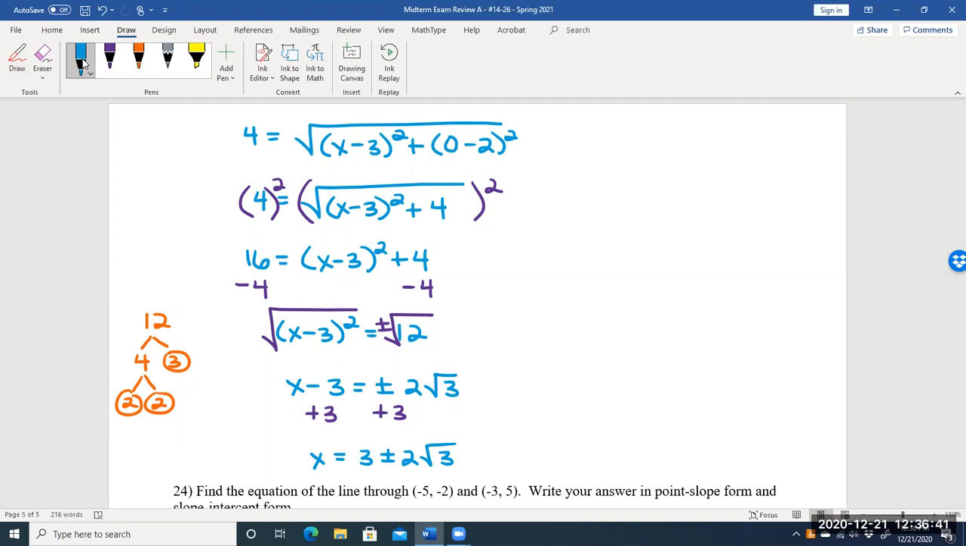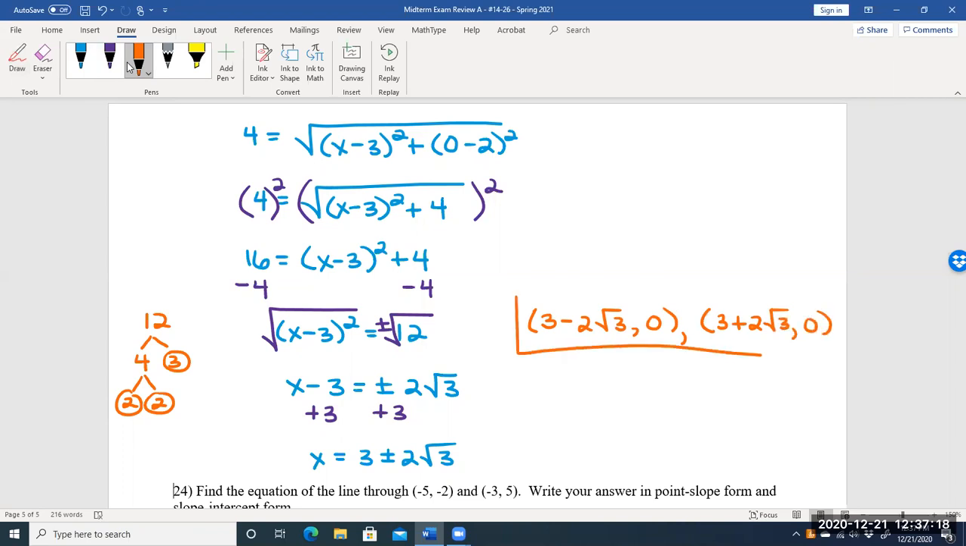So we're not quite done yet. What we just found is the x coordinates of the points. So when we solved, we ended up getting 2 x's, which is great actually, because there are 2 points on the x-axis that are a distance of 4 from the point (3, 2). So for our final answer, we want to write, since it said find the points, we need to pair each of these x values with a y coordinate of 0, because all points on the x-axis have a y coordinate of 0. So these are the 2 points.